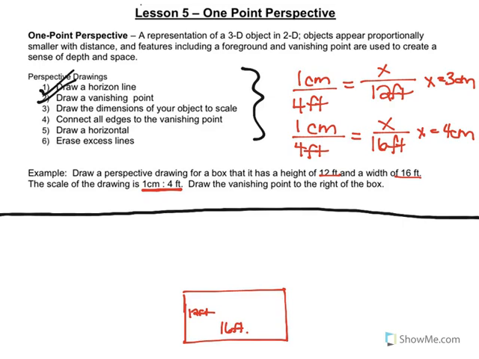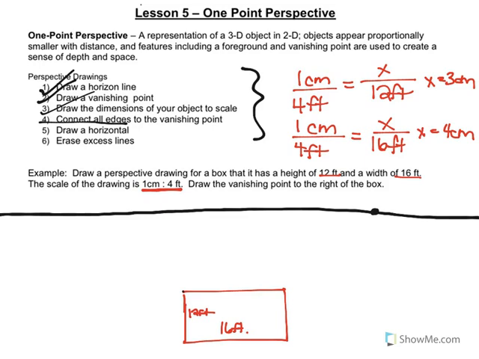Okay, second step is you're going to draw a vanishing point. So let's draw it. We want to draw it in perspective, so let's draw it somewhere over here on this side of your page. Next, you're going to draw, oh, we did it in order. We're good. Draw the dimensions of your object to scale. Now what we're going to do is connect all the edges to the vanishing point.